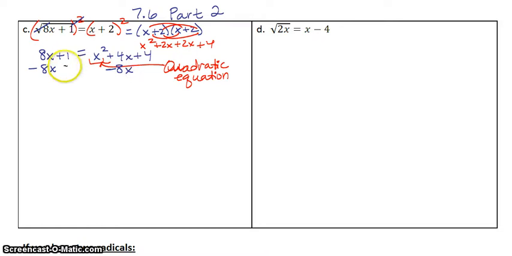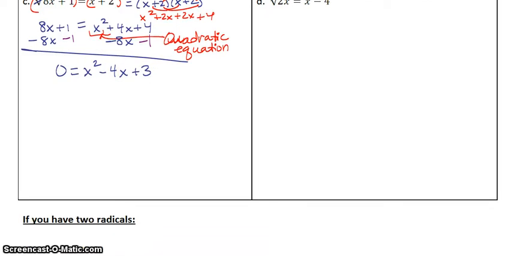So I'm going to subtract the 8x over, and I'm going to subtract the 1 over. Again, I want it set equal to 0. 4x subtract 8x is negative 4x. And then 4 subtract 1 is 3. And then all of the ones that we're going to be doing in this class can be solved using the factoring method. So what I would do is I would factor this, and this is the part that I hope we have practiced, but I will factor this, so I'm looking for two things that multiply to be a positive 3, but add to be negative 4. The only way I can make that happen is with negative 3 and negative 1.